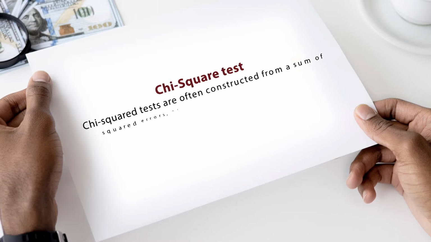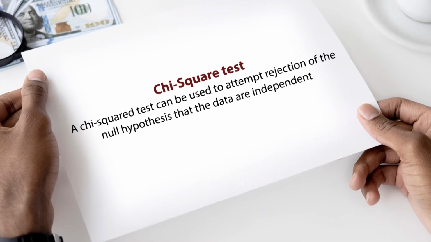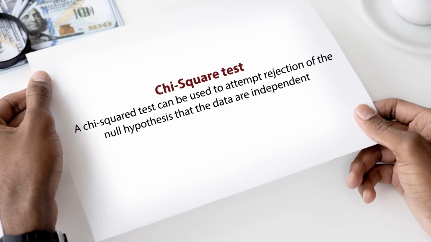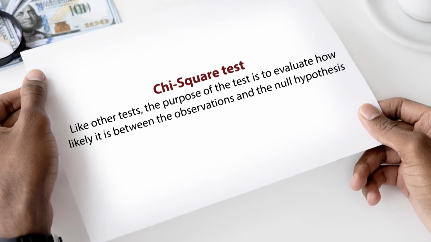Chi-square tests are often constructed from a sum of square errors or through the sample variance. A chi-square test can be used to attempt rejection of the null hypothesis that the data are independent. Like other tests, the purpose of the test is to evaluate how likely the observations are, given the null hypothesis. It is a statistical method used to determine goodness of fit.